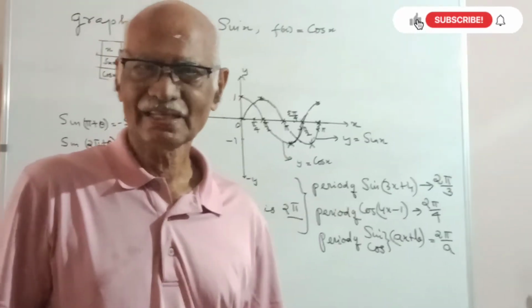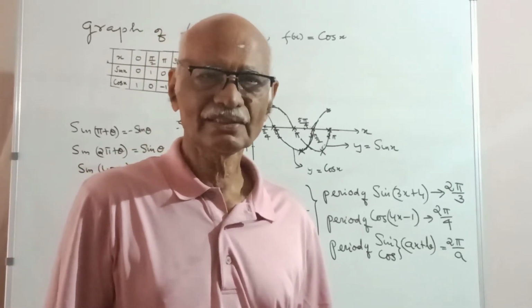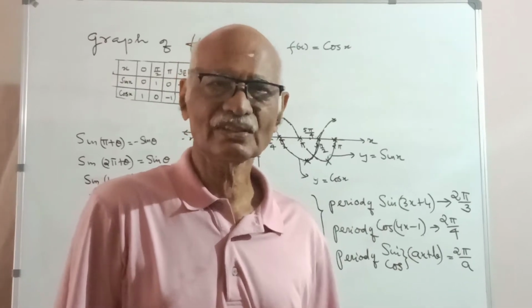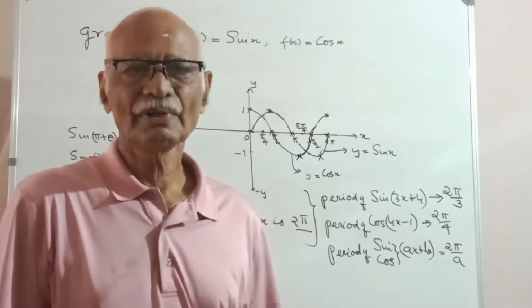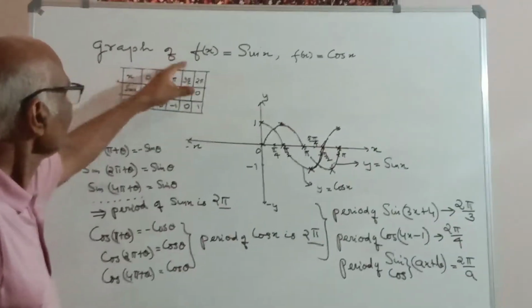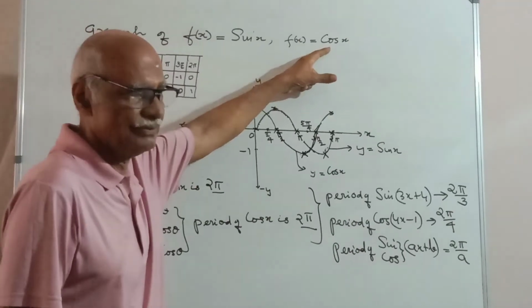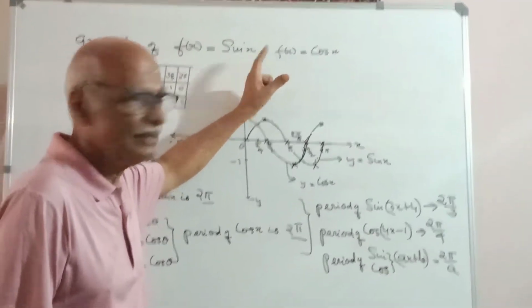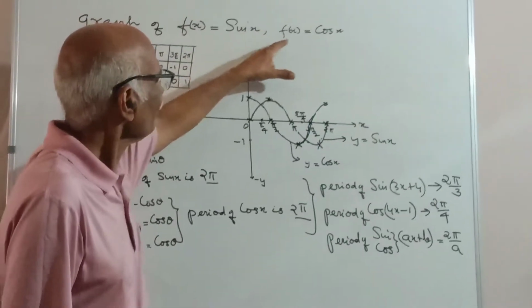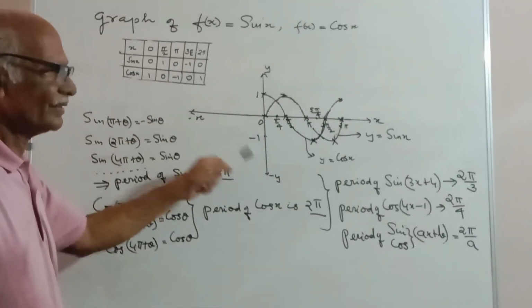We continue discussion of trigonometry. Now we start with the graph of trigonometrical functions. See, graph of f(x) equals sin x, f(x) equals cos x. You know f(x) stands for y. So y equals sin x, y equals cos x. We take the x-axis, y-axis.